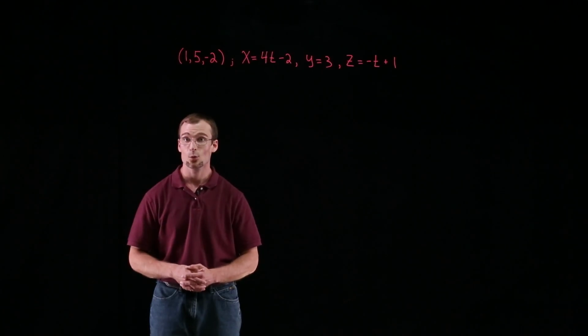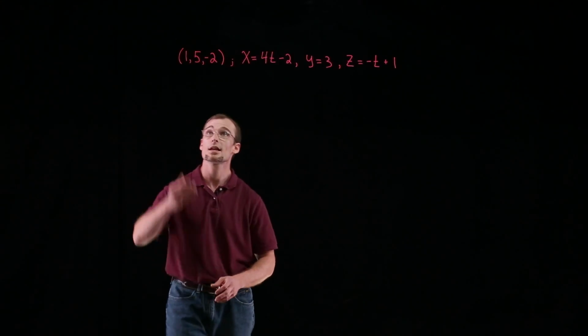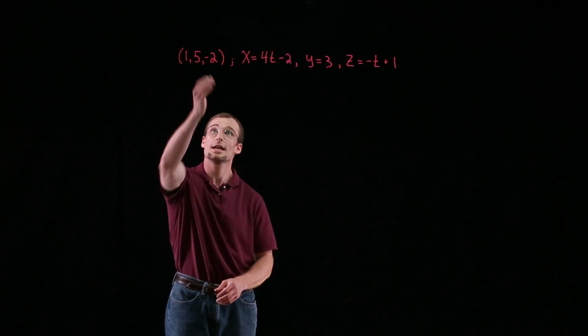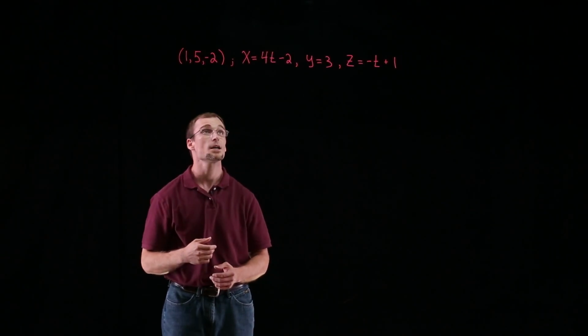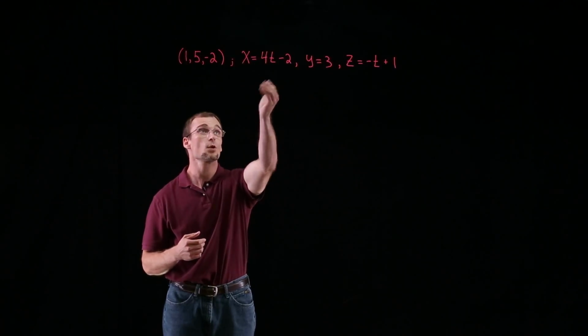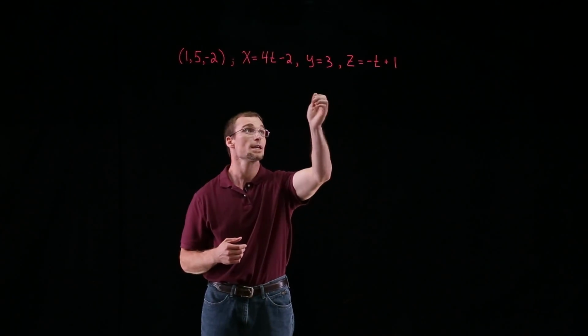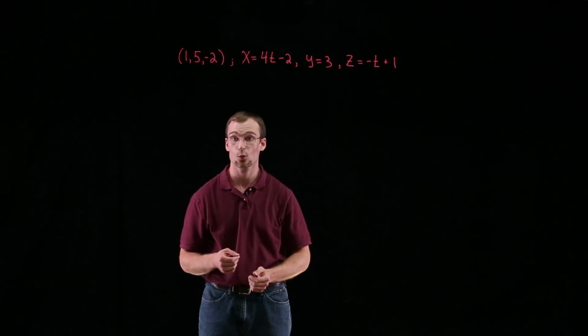Hello everybody, I'm Adam. In this problem, we're going to be finding the distance from the point given by coordinates (1, 5, -2) to the line given by parametric equations x equals 4t minus 2, y equals 3, and z equals -t plus 1.